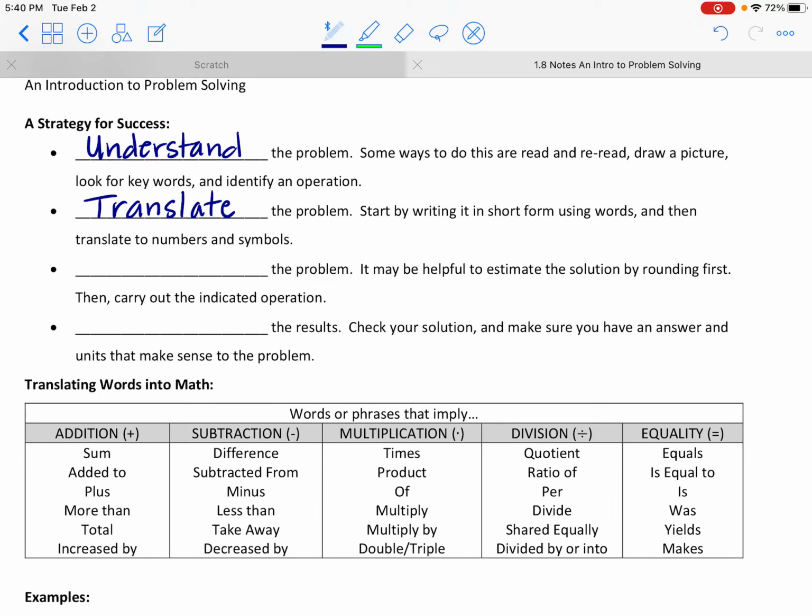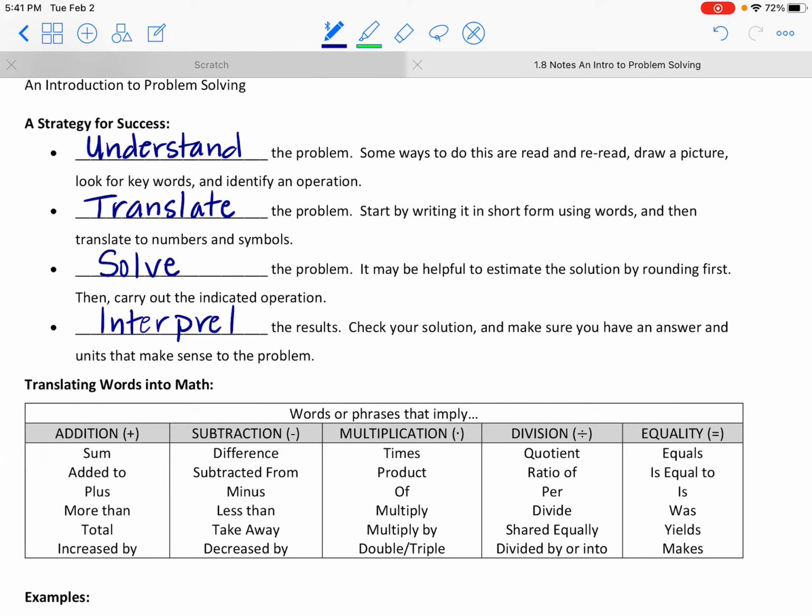Once we have a translation, then we can solve. And the solve will be adding, subtracting, multiplying, dividing. It's going to be one of our basic operations. It might be helpful to estimate the solution that we're looking for by rounding first and then actually carrying out the indicated operation, but in either case, we have to solve. And the last thing is we want to interpret our results.